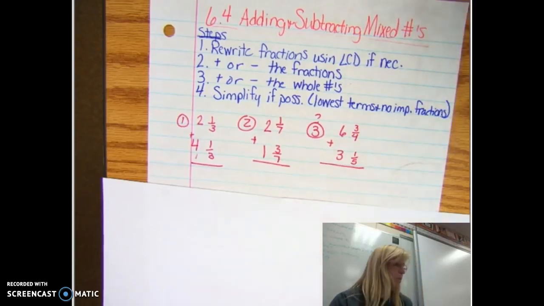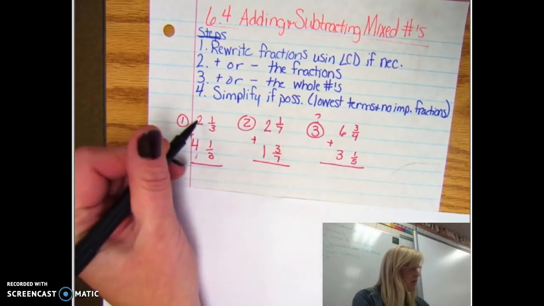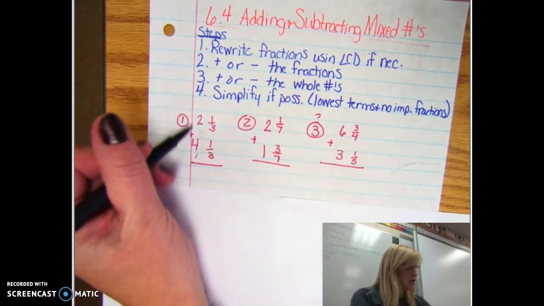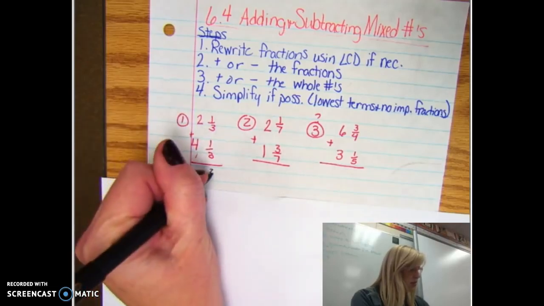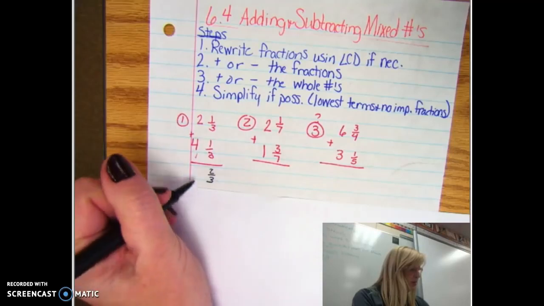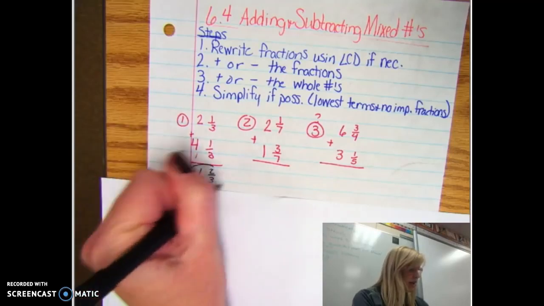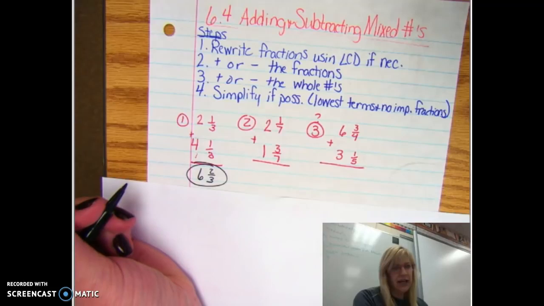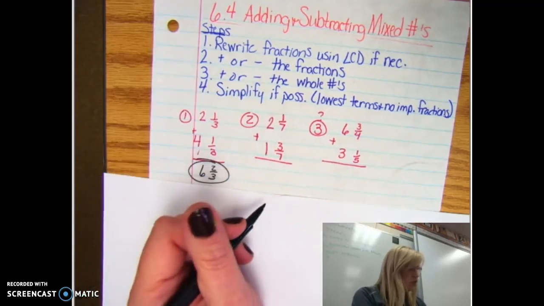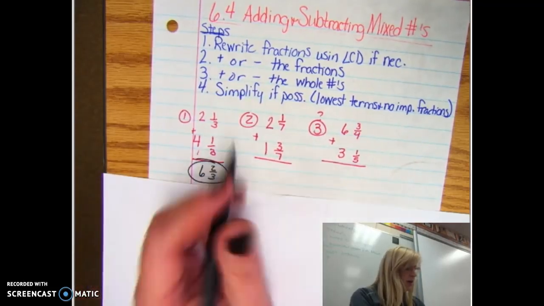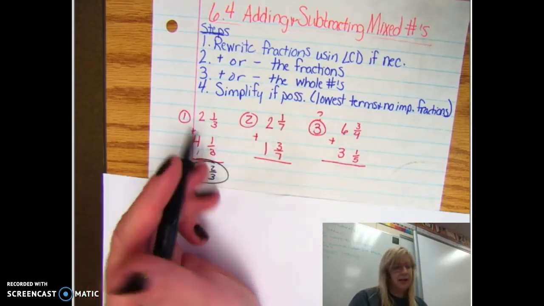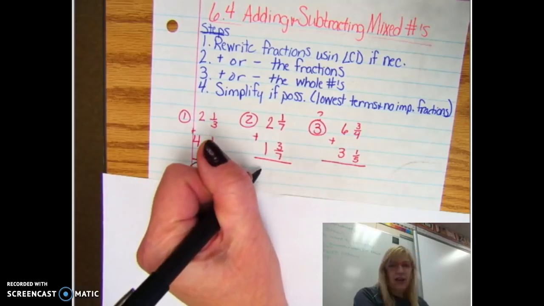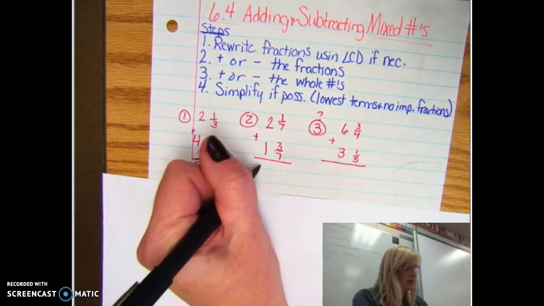So we are going to start with an easy one where the denominators are the same. So in this case, you just simply add straight down. 1/3 plus 1/3 is 2/3. 4 plus 2 is 6. So your final answer is 6 2/3. Easy peasy. Try these next two. This next one, and then we'll do number 3 together. So pause the video, do number 2, and then unpause.